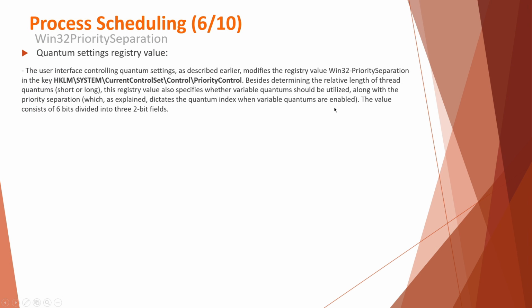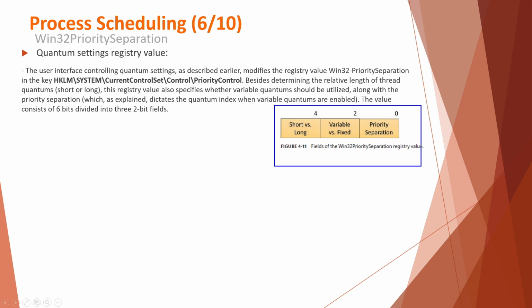Besides determining the relative length of the thread quantum, short or long, the registry value also specifies whether variable quantums should be utilized, along with the priority separation, which as explained dictates the quantum index when variable quantums are enabled. The value consists of 6 bits divided into 3 fields. So this part is described here. We have 3 fields of 2 bits: short versus long, variable versus fixed, and priority separation, fields of the Windows Win32PrioritySeparation registry value. This photo also is from Windows Internals.